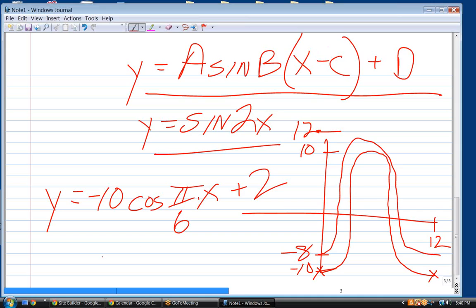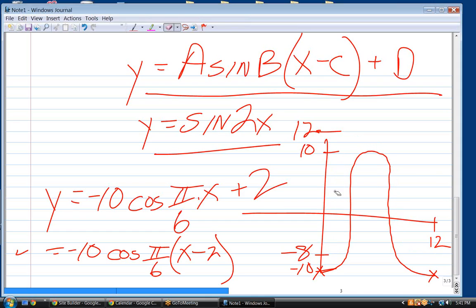And if there is a C, if it's something like this, let's put a number in there. Like this down here, the difference between the curve, this one here, and this is this one has a phase shift of what? 2. Which way? To the right. To the right. Which means I would take this curve.